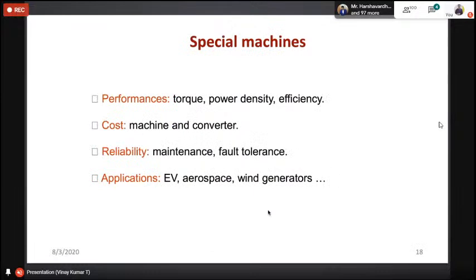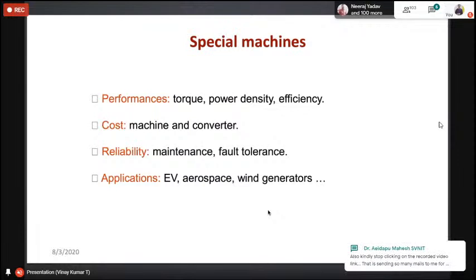Come to special machine characteristics. These are all the characteristics of special machines. Performance wise, the torque, power density, and efficiency of special machines are more compared to other machines. Why is efficiency more? The reason is no rotor copper losses, mechanical stress is very less, mechanical vibration and mechanical losses are less, electrical losses are also less, so automatically the efficiency of the drive will improve.